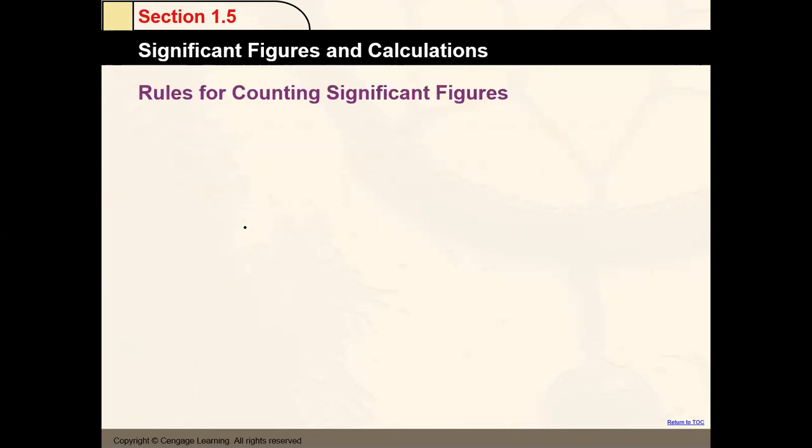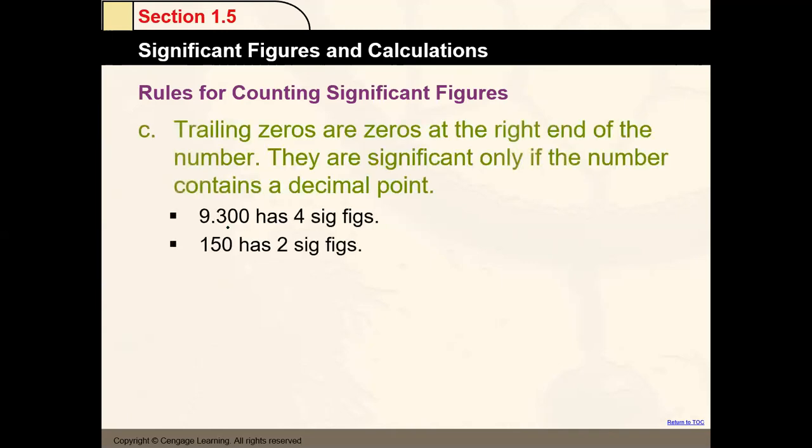In the case that we have trailing zeros, the zeros that are at the end, they are not significant. The only zeros that are significant are the ones that are between non-zero digits, and also the ones that are after a decimal place. That's also coming later. Trailing zeros are not significant. For example, 150 has only two sig figs. This is significant, this is significant. This is not significant. In this case, 9.3 has four sig figs.